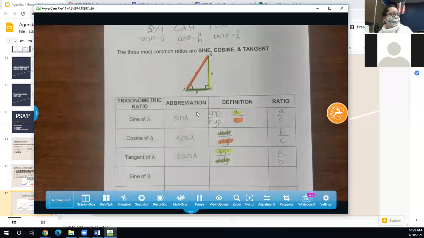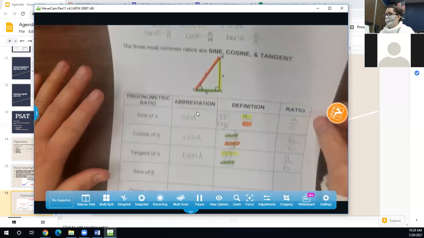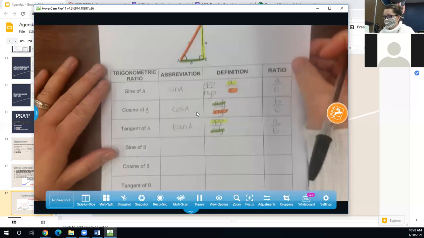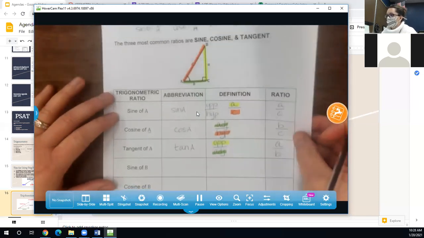A little bit crazy, a little bit weird. It'll be a little bit better when we put some numbers to it, which we will in a second. All right, let's go down to the next one.